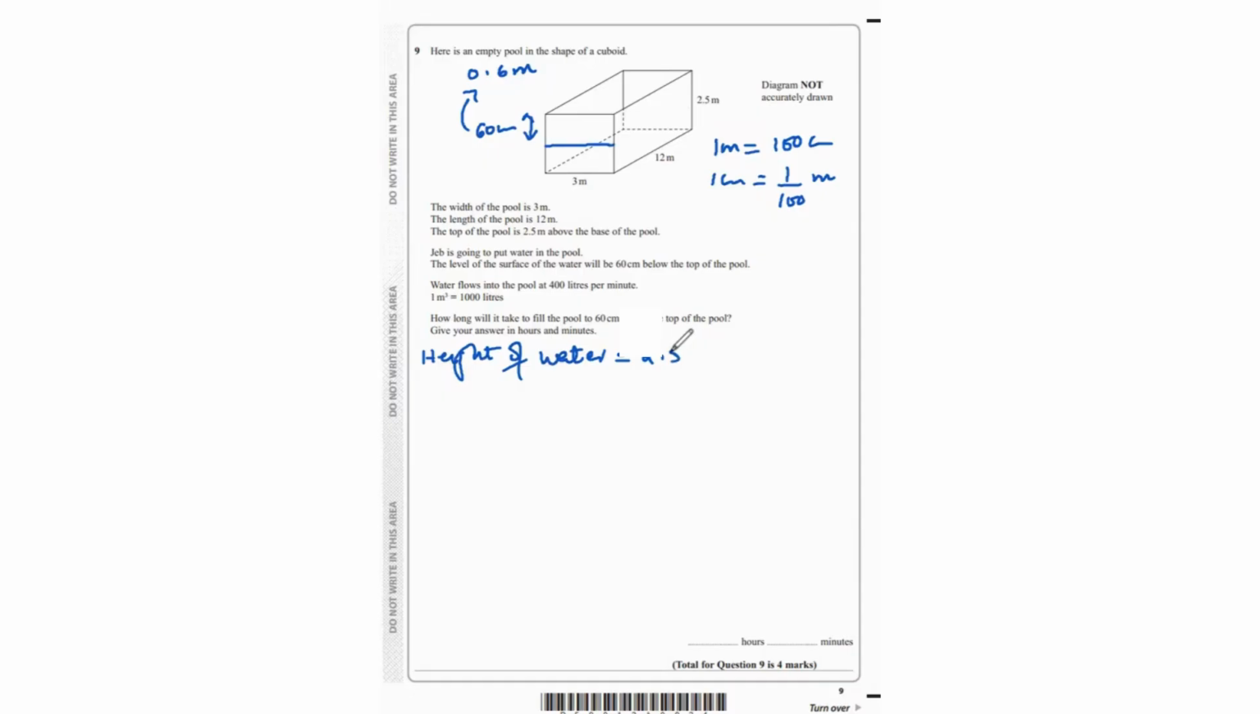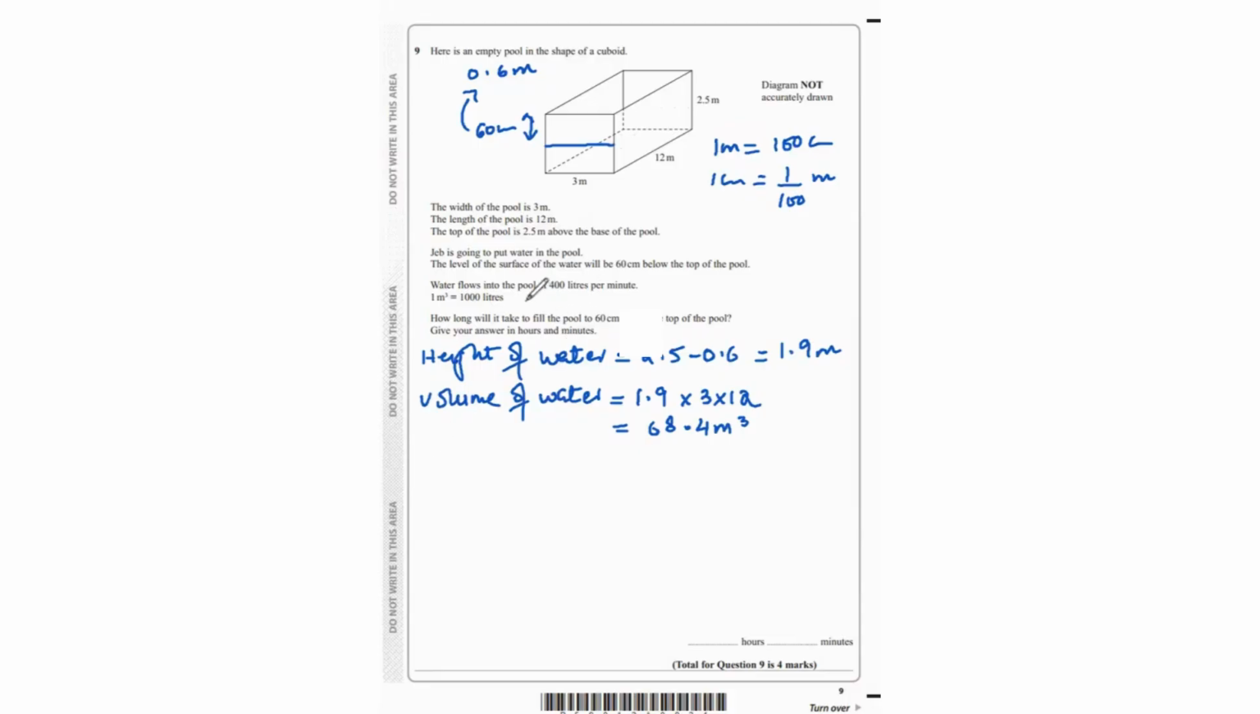So 2.5 minus 0.6 gives us 1.9 meters. Volume of water is 1.9 times 3 times 12. That equals 68.4 meter cube. We have to find how long it will take to fill the pool to 60 centimeters. So basically, how long will it take for this amount of water to be filled in the pool?